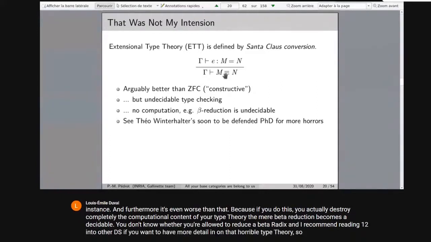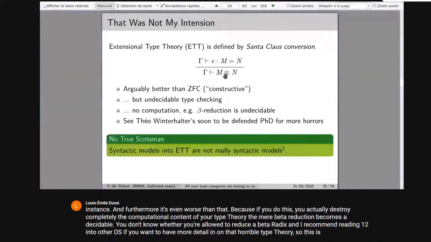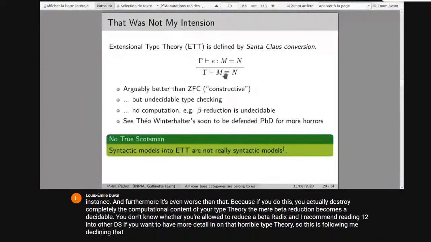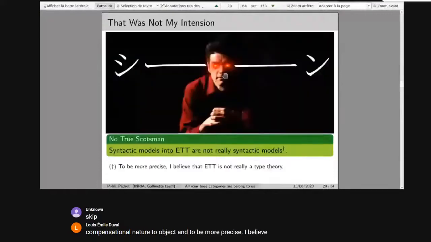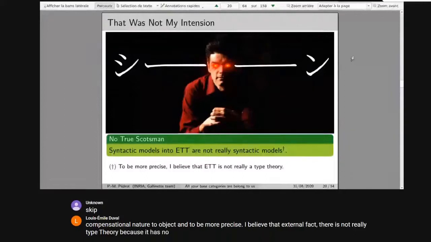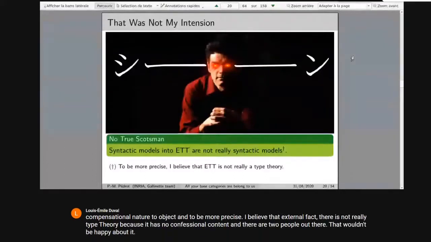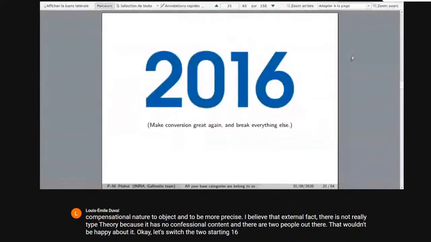So this is allowing me to claim that syntactic models that target the extensional type theory are not really syntactic models, because you don't have this computational nature to the object. And to be more precise, I believe that extensional type theory is not really a type theory because it has no computational content, and there are a few people out there that wouldn't be happy about it. Okay, let's switch to the 2016 version.